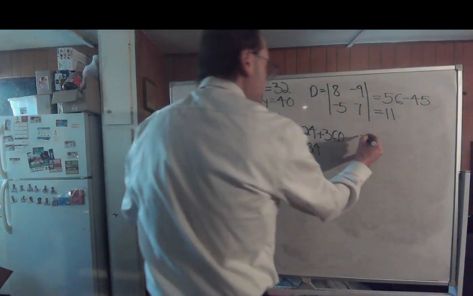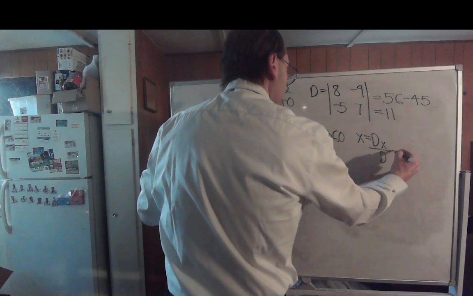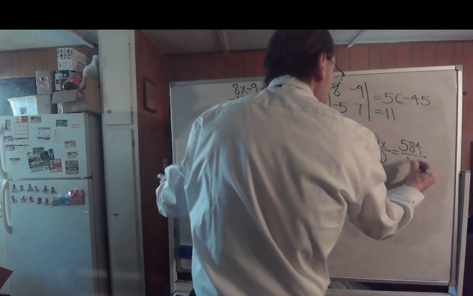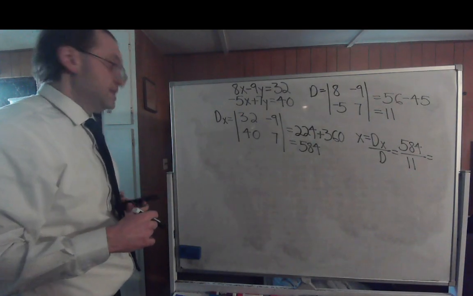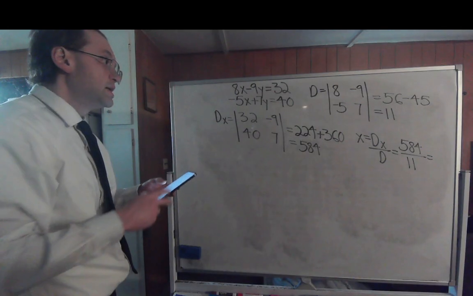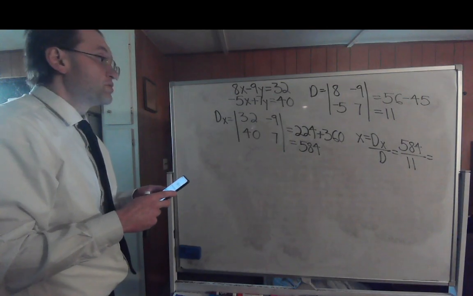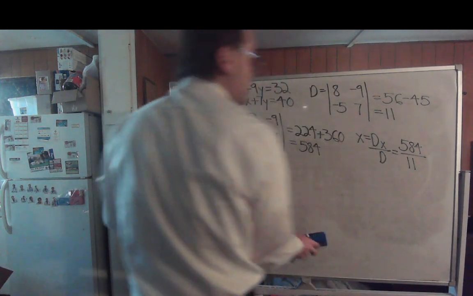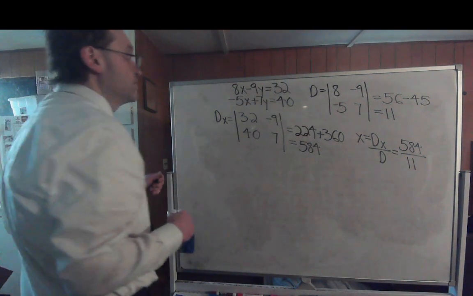Let's go ahead and just solve for x by taking that d sub x and dividing it by d, which the value of d sub x was 584, divided by that d of 11, which, let's see what 584 divided by 11 is. I haven't the foggiest clue, but actually I think I do, but it doesn't reduce any further. So you're just going to have a real hideous result of 584 over 11. That just doesn't reduce any further.